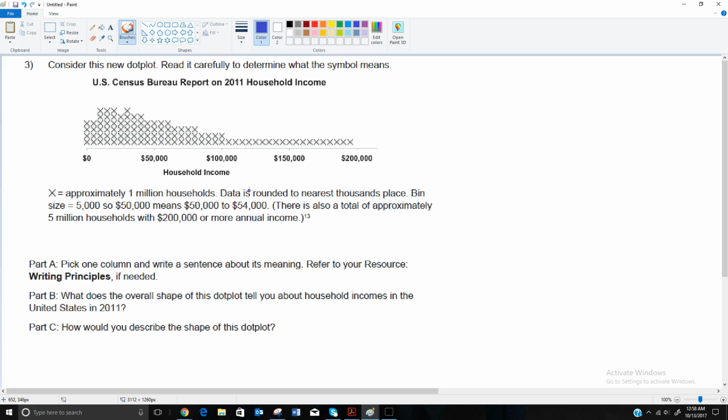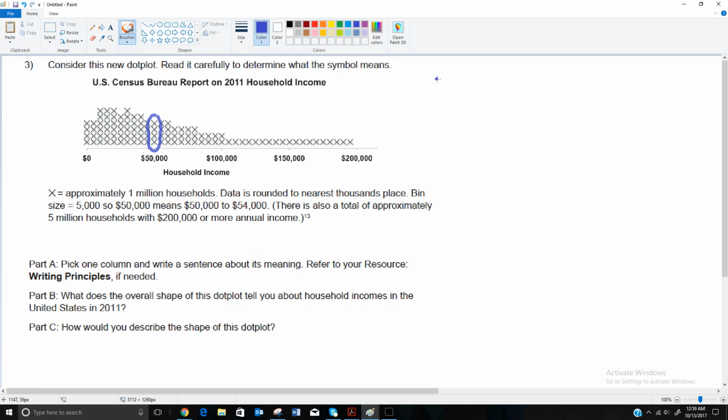I know it's kind of confusing. I even have to think really hard to follow along with what it's doing. But what they want us to do is pick one column and write a sentence about its meaning. So we're going to pick one of these columns. Let's pick the one I was just looking at. This column right here, I'll circle it, is what we're going to talk about. We can pick any one we want, but we'll do this one.